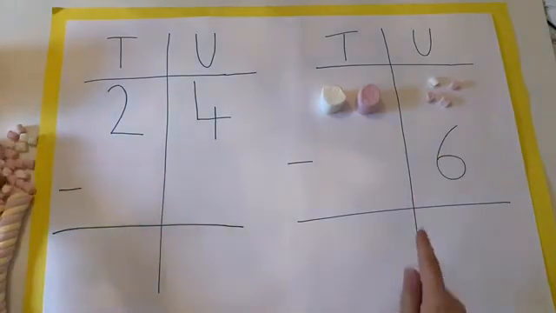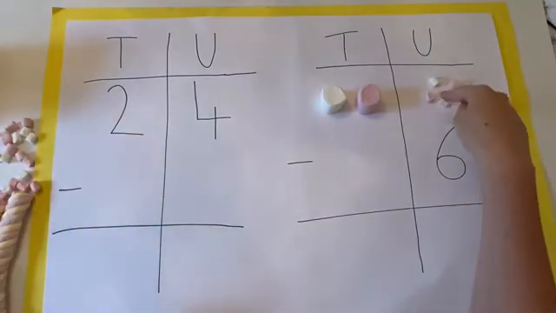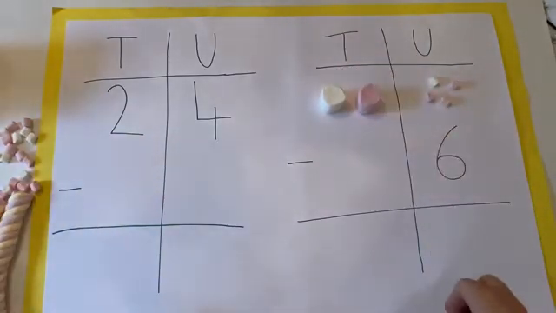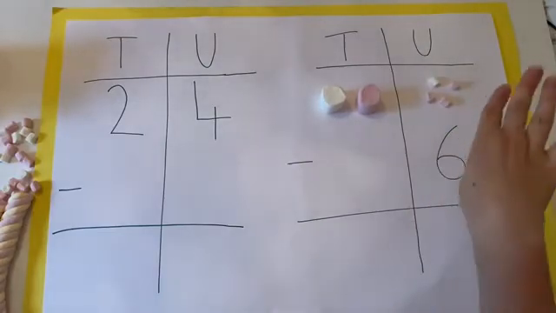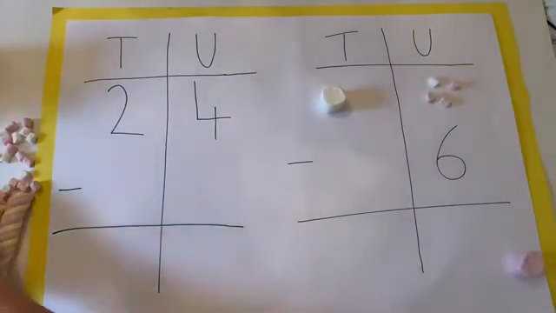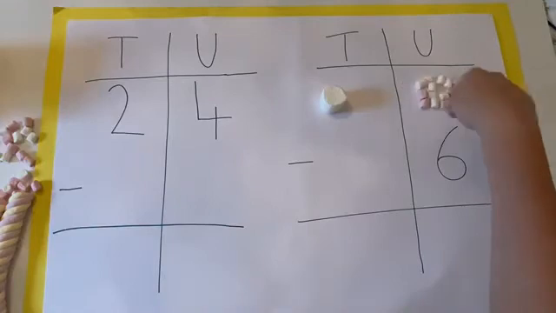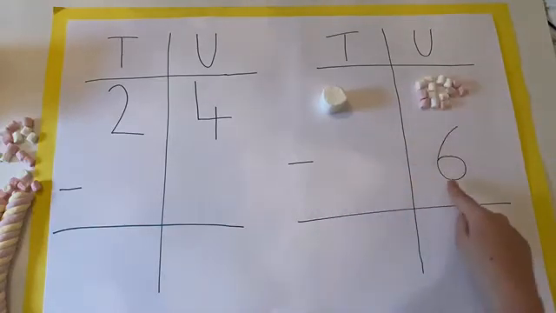So we always take before we top up. We always take first, because some children will just top up the units and forget to take. So I always say to them, you have to take then top up. So we take one of the 10s and then we top up the units. Already we can see that this is much more manageable. So we have 14 on top now, and we want to take away 6.